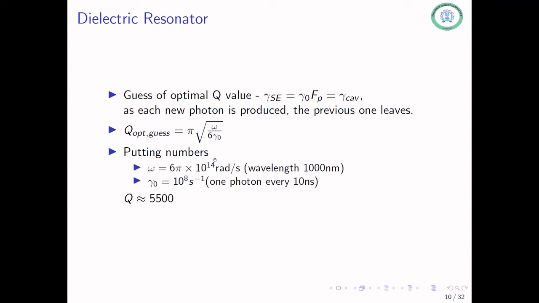So we just want to check that this is a feasible value. If we put in some numbers, we can take an emitter for demonstration purposes. We take an emitter which has an emission wavelength of 1000 nanometers, and that emits once every 10 nanoseconds. If you put these numbers into this formula, you'll get a Q value of about 5500. As I mentioned, you can get even much higher than this. So this is definitely a feasible Q value.